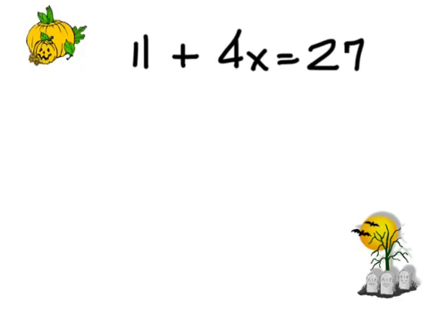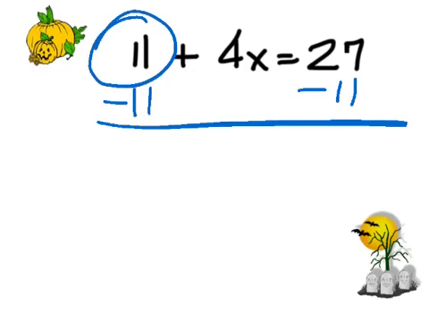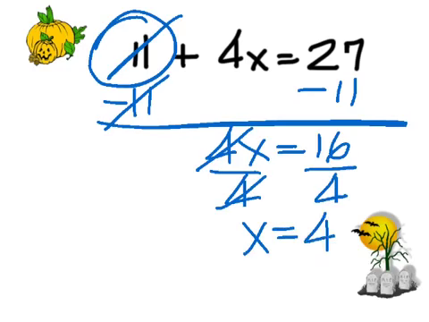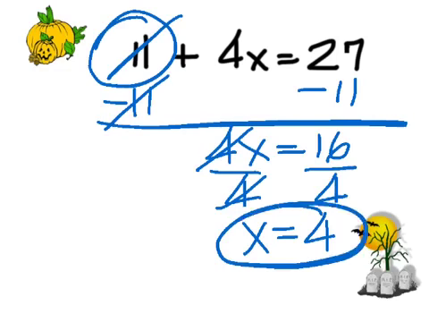Example number 6. Again, we have a positive number here, that is positive 11. Subtract 11 from both sides. Those are gone, and you have 4x equals 16. Divide both sides by 4, and you get an answer of 4.